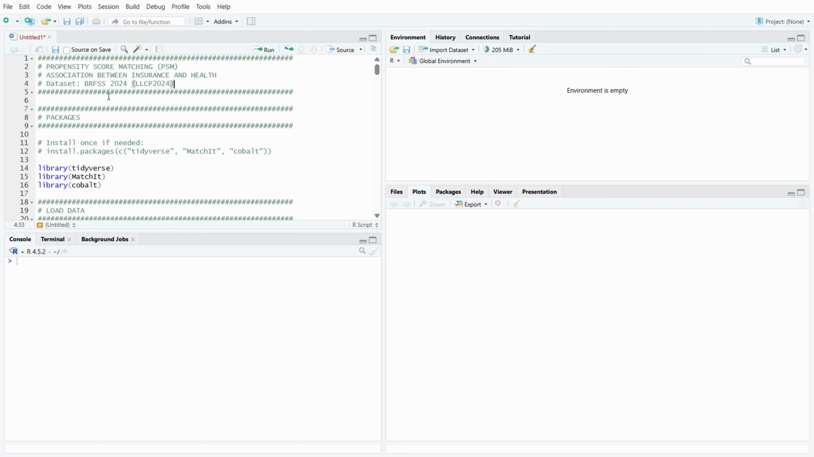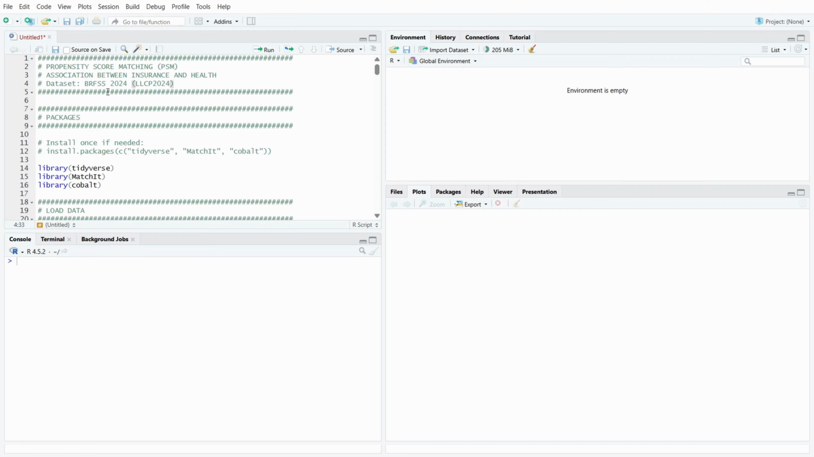Does having health insurance actually lead to better health outcomes? It sounds like a simple question, but in the real world, the data is messy. People with insurance are often different from those without it. They might be older, have higher incomes, or more education. If we just compare them directly, we aren't measuring the effect of insurance. We're measuring the effect of privilege.